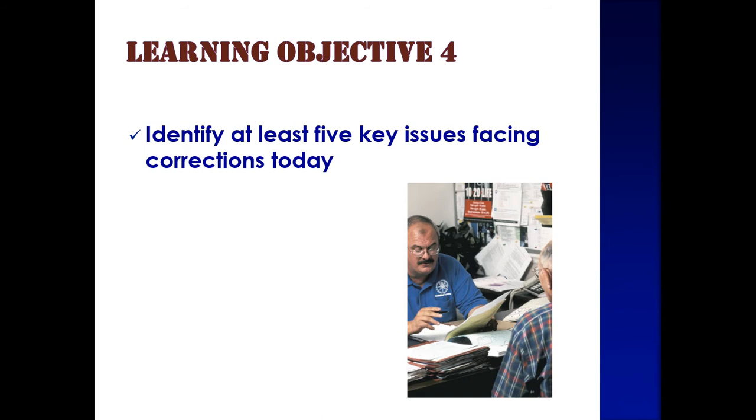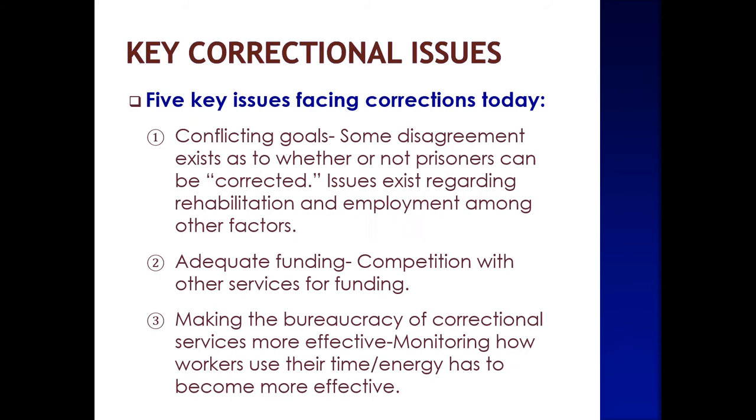This next learning objective asks us to identify at least 5 key issues facing corrections today. We're going to be talking about some of this in discussions, but I think it's important that you read this: there are conflicting goals. Some people don't think prisoners can be rehabilitated. Some people think they simply need to be warehoused, if you will, to get them away from everybody else. So not everybody always agrees on that.